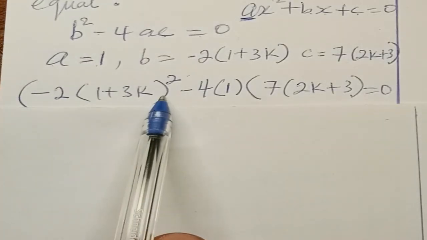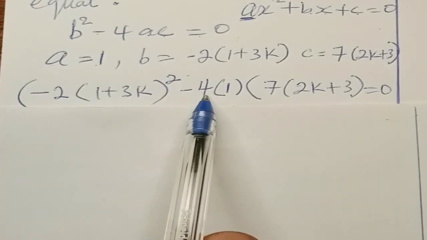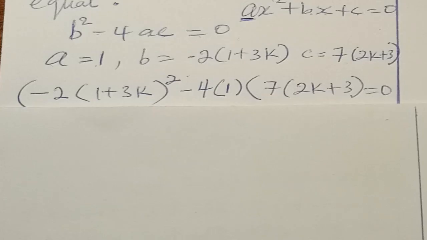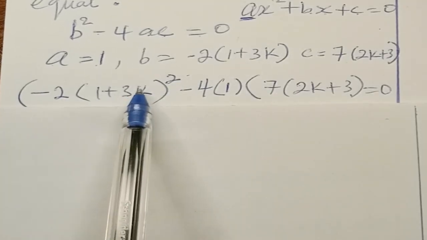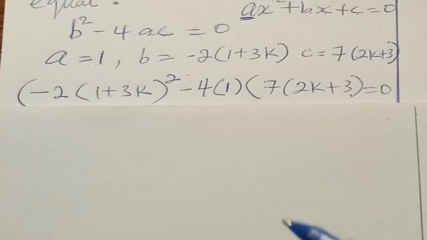Since it is a square, let's express this. Square means 2 times, and rearrange this again to make sure that they form that particular expression for us to look for the values of k. Beginning at that, this square simply means rewrite minus 2 into 1 plus 3k, then minus 2 into 1 plus 3k, that is twice.